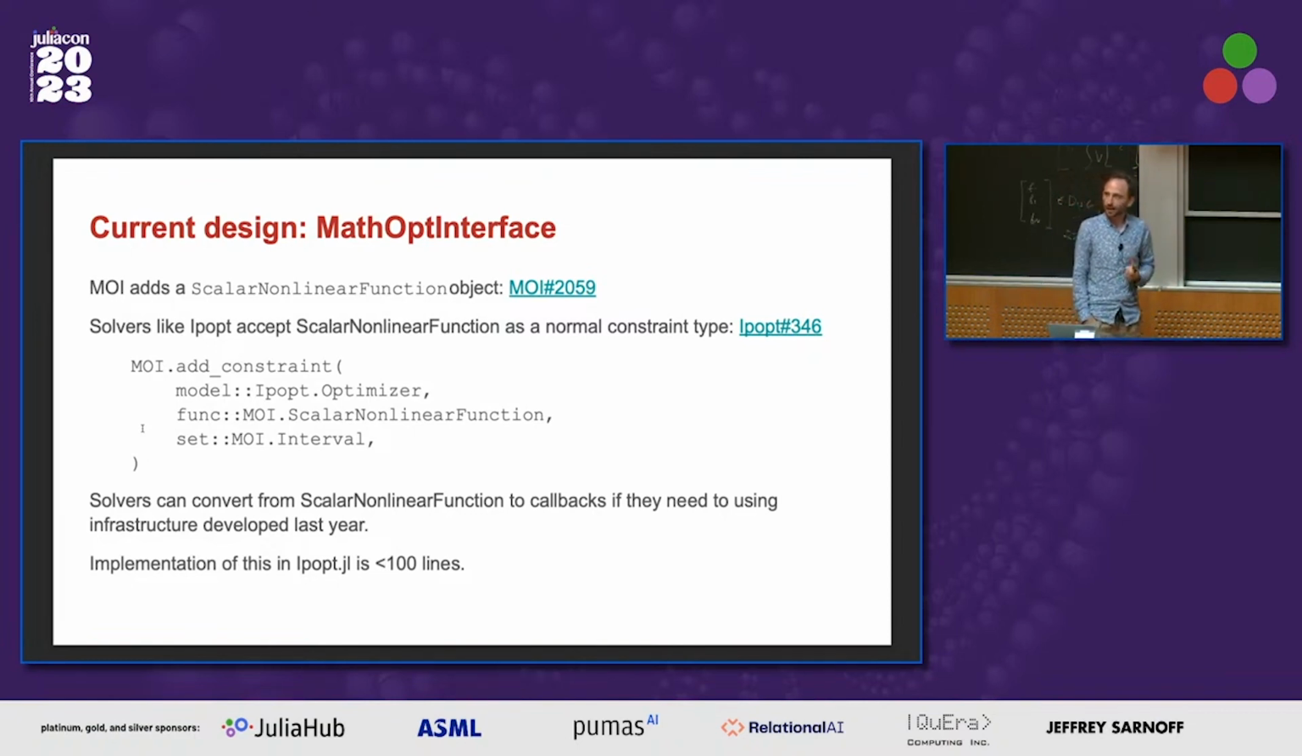And so now a solver like Ipopt is going to declare that it supports nonlinear constraints because it says, I'm going to add a constraint of this scalar nonlinear function in, for example, the interval set. And we had a talk on complementarity before. A solver like PATH is going to declare that it supports the vector nonlinear function in the complementarity set. So at the MOI level, this nicely integrates with all of the other stuff we've been doing.